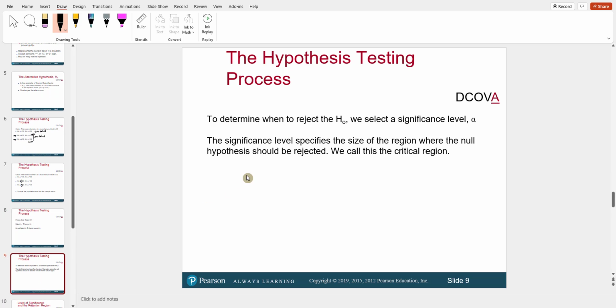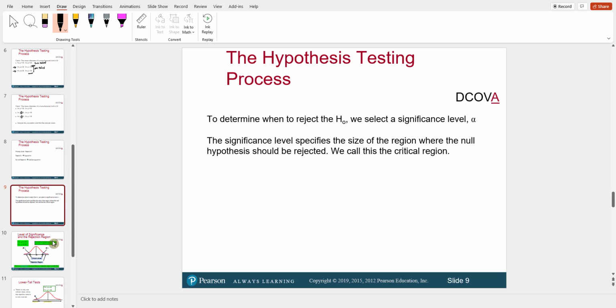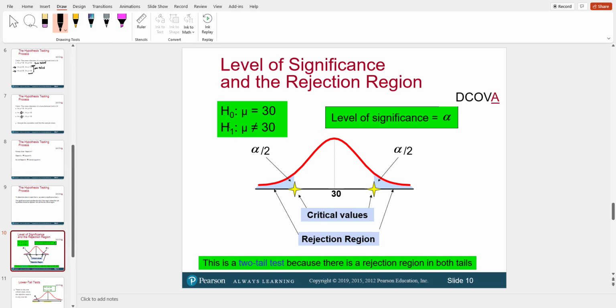To determine when to reject the null hypothesis, we select the significance level alpha. The significance level specifies the size of the region where the null hypothesis should be rejected. We call this the critical region. So if you look at this graph here, this is a two-tailed test because our alternative hypothesis has not equal to. We split the level of significance alpha into the two tails, so we divide it by 2. So the blue region will be considered your rejection region. Your critical values are what separate the rejection region from the non-rejection region.